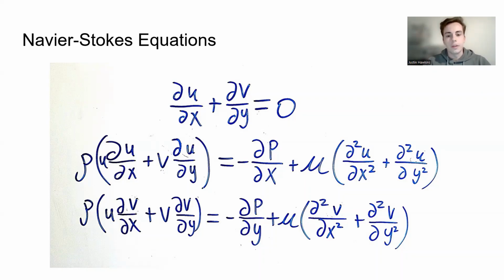So these are what those Navier-Stokes equations simplify to for those 2D conditions that I said before. And they involve variables such as x position, y position, x velocity, y velocity, pressure, density, and viscosity.